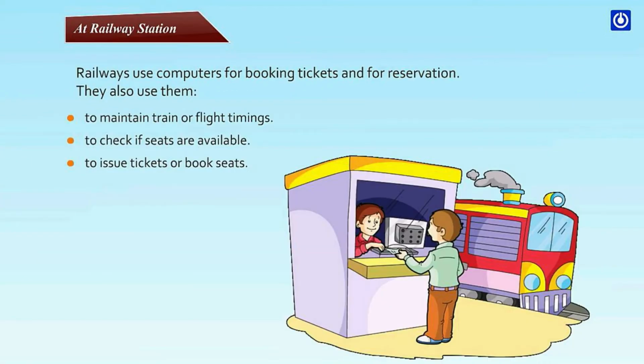Uses of computers at railway stations. Railways use computers for booking tickets and for reservation. They also use them to maintain train or flight timings, to check if seats are available, to issue tickets or book seats.